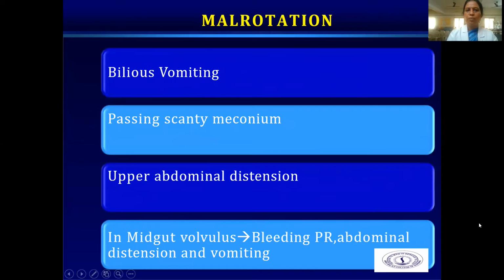Now malrotation will lead to bilious vomiting, passing scanty meconium, upper abdominal distension, and in midgut volvulus, bleeding per rectum, abdominal distension, and vomiting are the classical signs. So we see bilious vomiting, passing scanty meconium, upper abdominal distension, and bleeding per rectum. If it is midgut volvulus, then it will lead to bleeding per rectum, abdominal distension, and vomiting.